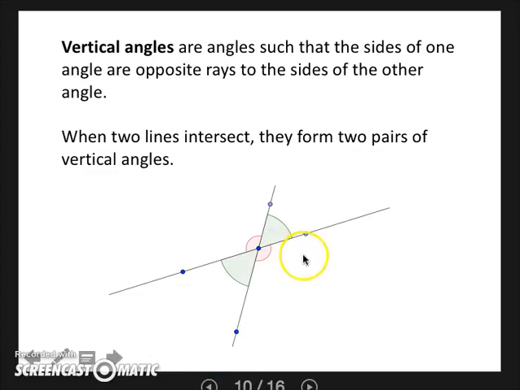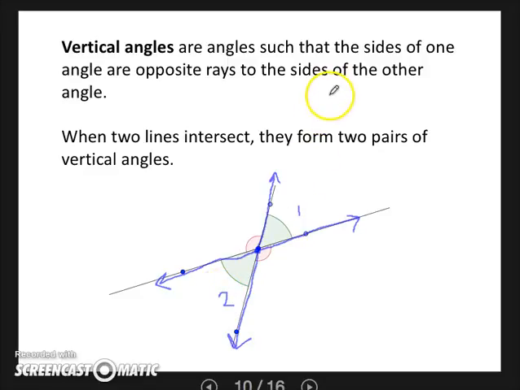Vertical angles are angles such that the sides of one angle are opposite rays to the sides of the other angle. Let's try to make sense of that. Here's a side of this angle, and that ray is an opposite ray to this ray over here. Now the other side of this first angle, let's call it angle 1, is an opposite ray to the other side of angle 2. That's what it means for the sides of one angle and the sides of the other angle to be opposite rays.